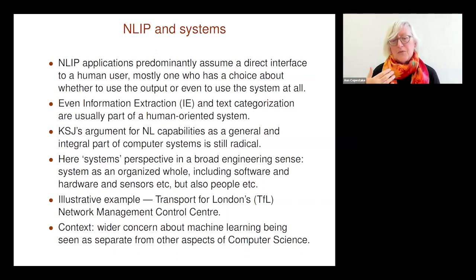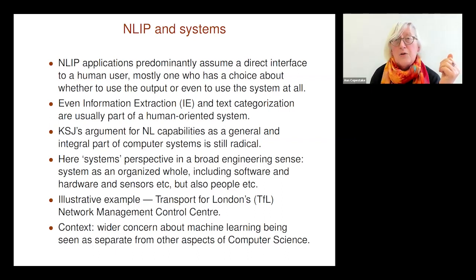Now, I want to use systems, as I said right at the beginning. I'm not particularly sure exactly what Karen meant by the layer architecture and the role in the layer architecture. Maybe somebody else can work that out. But what I want to do is to talk about the systems perspective in a broad engineering sense. A system is an organized whole, including software and hardware and sensors, but also the people. And I'm going to use as an illustrative example Transport for London's Network Management Control Centre. I must admit, I know more or less nothing about this, apart from what I've read in a couple of short-ish articles, which I've given citations for at the end.